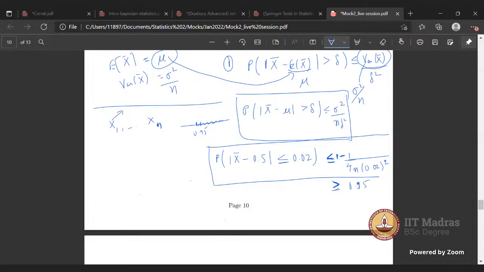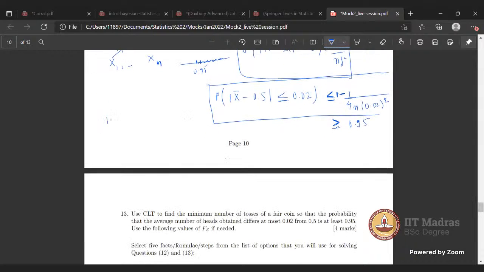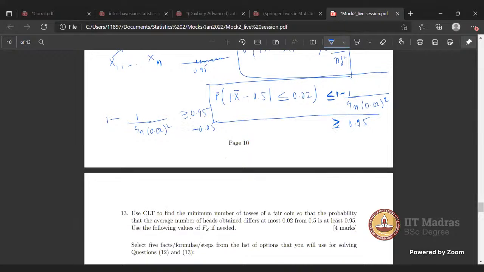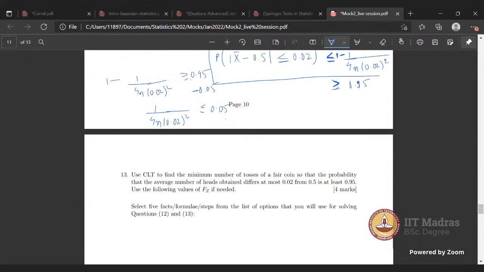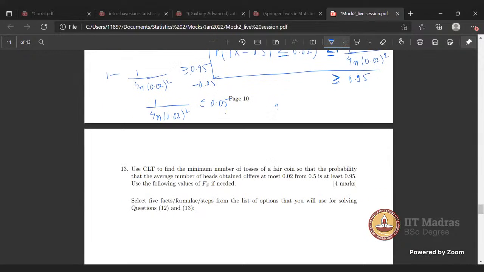Now if I solve this, 1 minus 1 upon 4n times 0.02 whole square is greater than or equal to 0.95. So you take this 1 here, so it becomes 0.05, and again you have a minus sign on both sides, so we change the inequality. So 1 upon 4n times 0.02 whole square is less than or equal to 0.05. Now if I take this n to the other side, n becomes greater than or equal to 1 upon 4 times 0.02 whole square times 0.05. You solve it, you should get your n value.